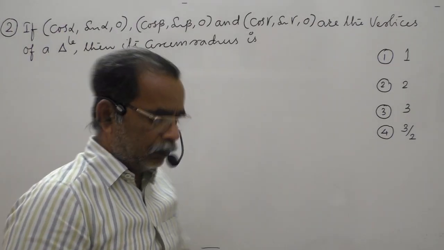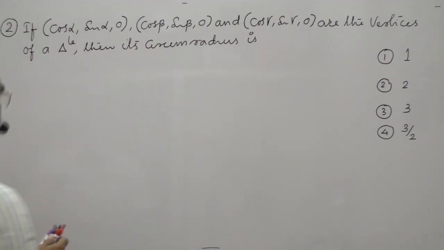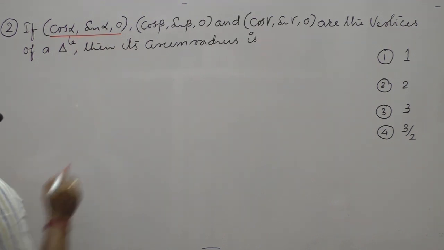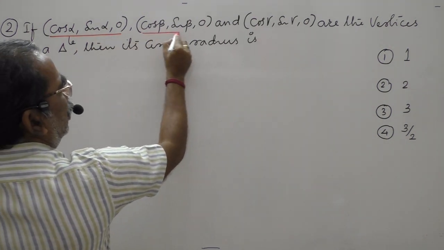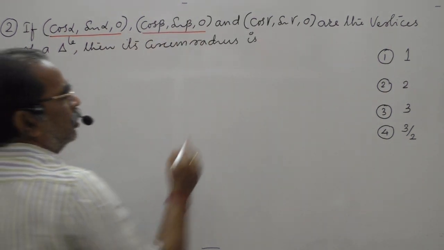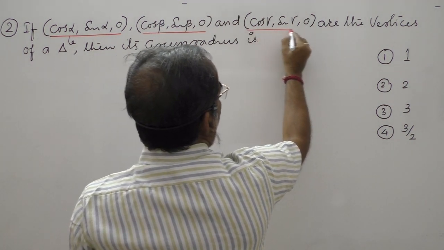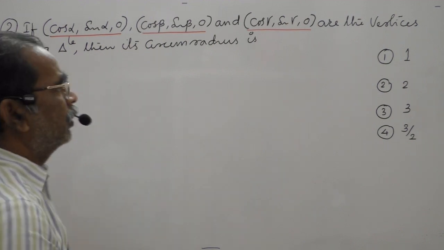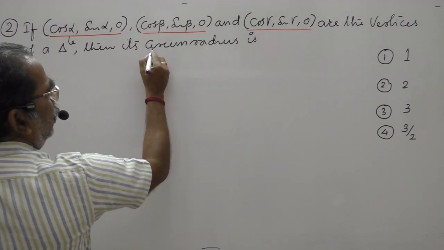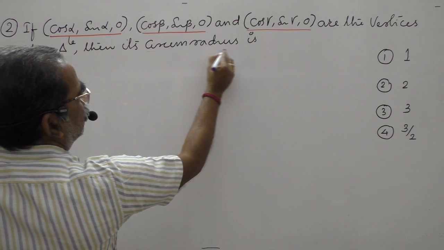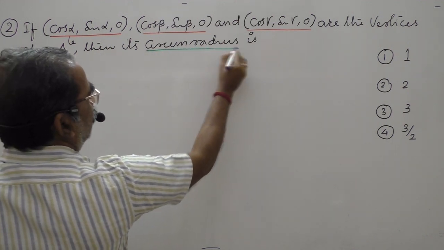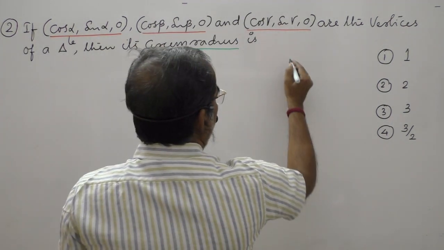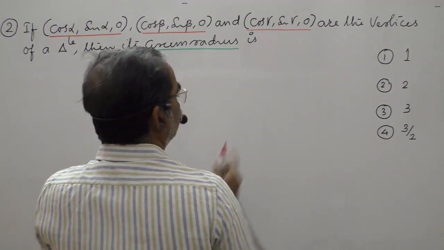Yes. Next question. We will read the question. If cos alpha comma sin alpha comma 0, cos beta comma sin beta comma 0 and cos gamma sin gamma 0. These are the vertices of a triangle. Then what is its circumradius? Asked circumradius. See now. So here a triangle is given.